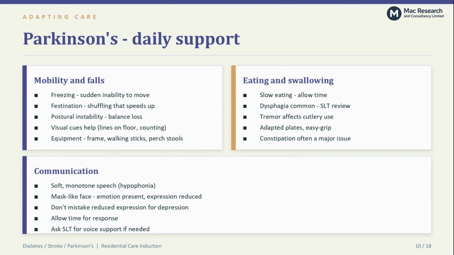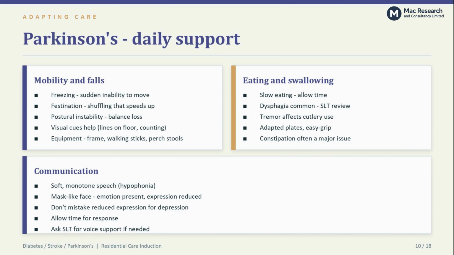Parkinson's daily support. Mobility and falls. Freezing, sudden inability to move, often at doorways or when changing direction. The resident is stuck and cannot start the next step. Festination, shuffling steps that gradually speed up beyond control. Postural instability, particularly in later disease. Visual cues help with freezing: lines on the floor, counting 1, 2, 3, go. Equipment supports mobility: walking frame, sticks, perch stools.